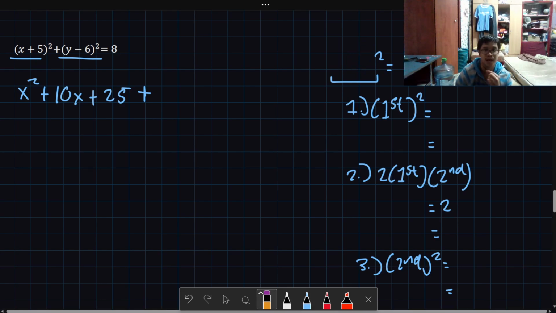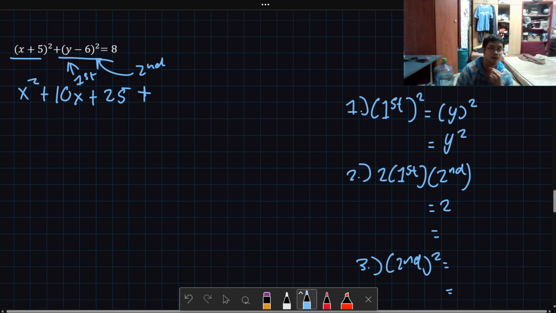So we have y minus 6. The first term here is on the left, that's y. And here is your second term, which is negative 6. Square the first term: the first term is y, so squaring y gives you y squared. Next, the second step is 2 times the first term, which is y, times the second term, which is negative 6. So 2 times y, 2y times negative 6, will give you negative 12y.